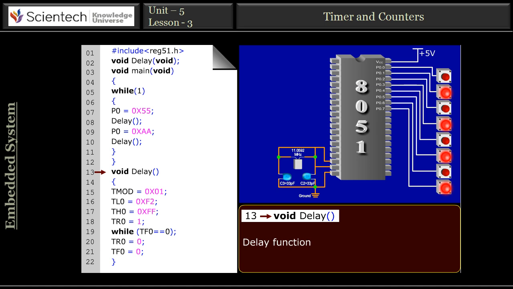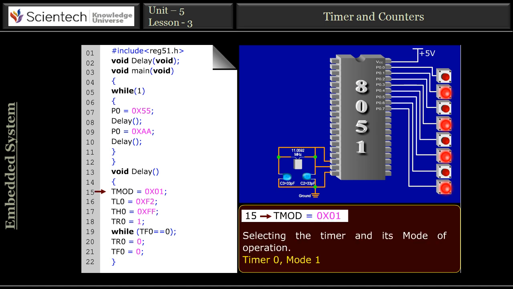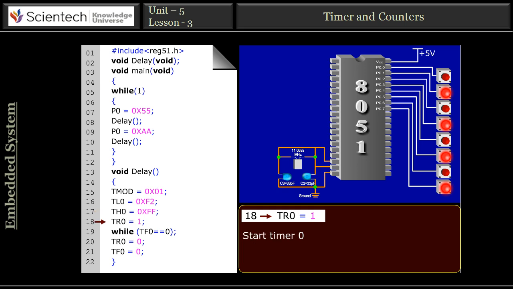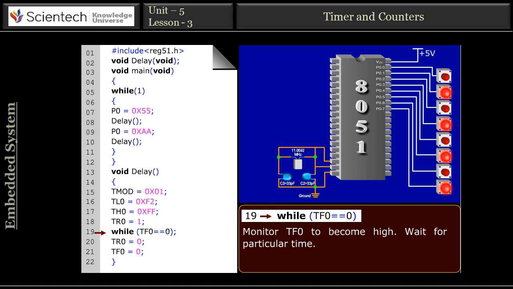Now we write a program for delay generation. TMOD equal to 0x01 means we select timer 0 in mode 1. Next is TL0 equal to 0xF2, which means the lower bits of timer 0 are loaded with F2, and the timer starts its count from this position. TH0 equal to 0xFF, as discussed earlier, is the final value at which the timer counts. TR0 equal to 1 is for starting the timer. While TF0 equal to 0 monitors TF0 to become high, and waits for a particular time.